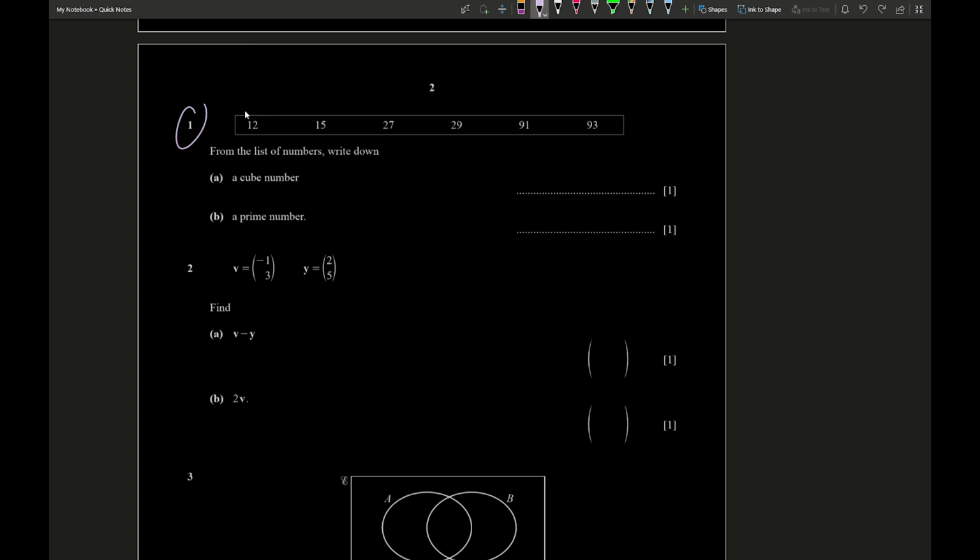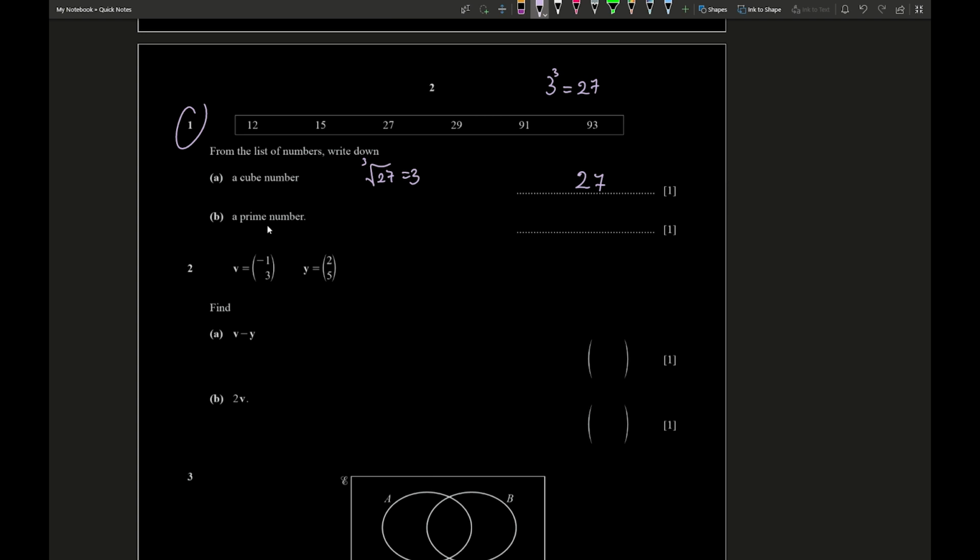The cube root of 12 will give you an irrational number, so this is not the answer. The cube root of 15 would give you an irrational number. However, the cube root of 27 will give you 3, because 3 raised to the power of 3 would give you 27. Hence 27 is the answer.